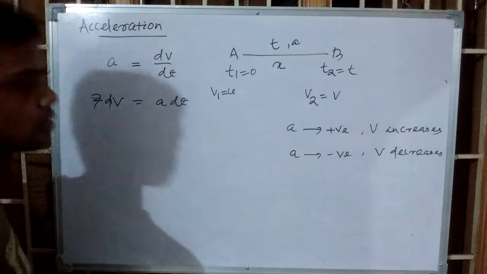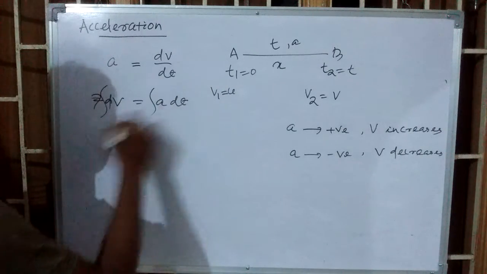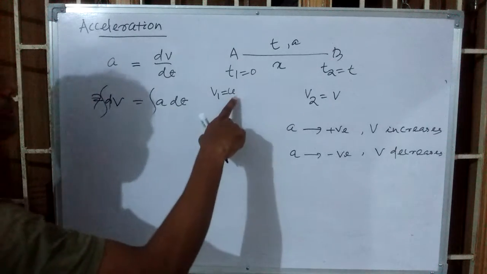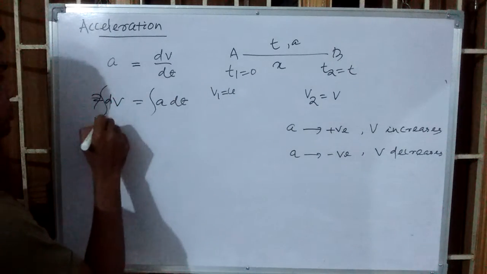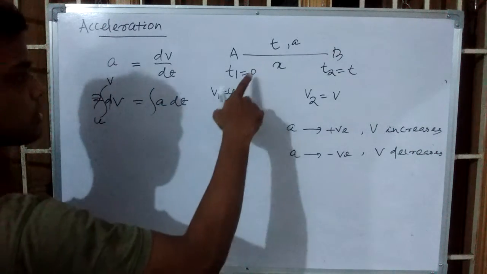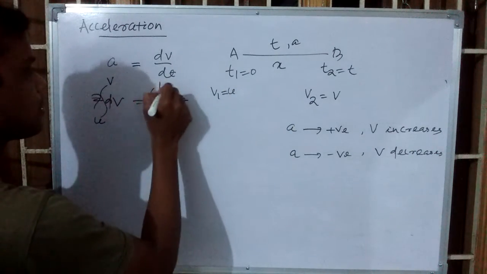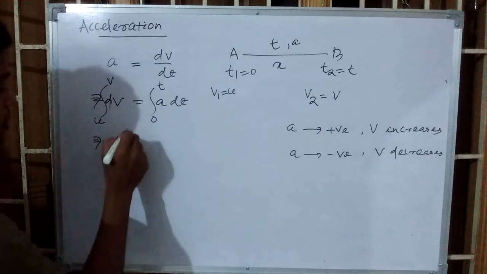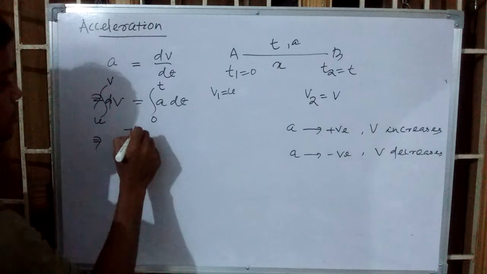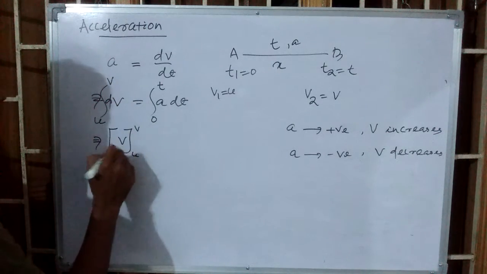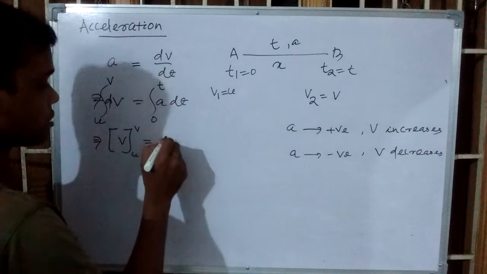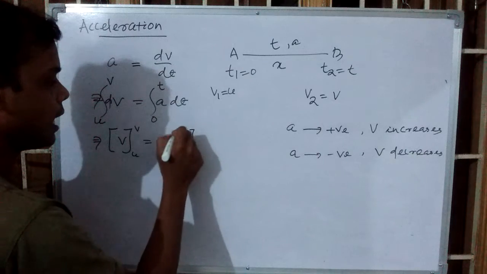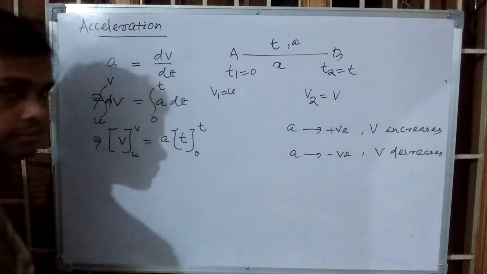Now we shall integrate this equation on both sides. If you integrate it, it will be like this. Now this is dv, this is dt. What is the range of v? v starts from u, ends at v. t starts from 0, ends at t. The integration of dv is simply v, its limits are u and v. a is a constant, so take it outside the integration. Integration of dt will be simply t, and it has limits 0 to t.